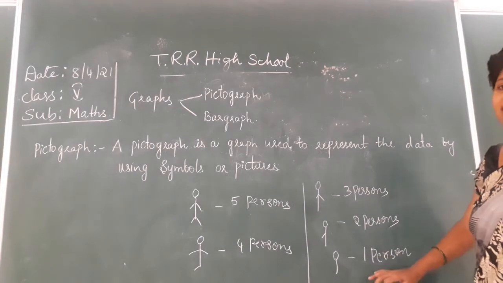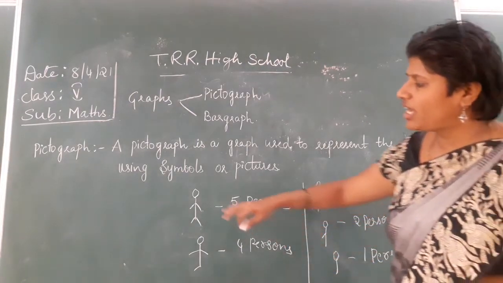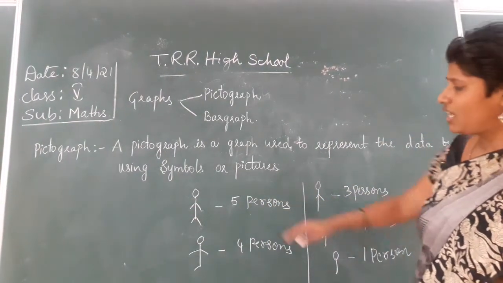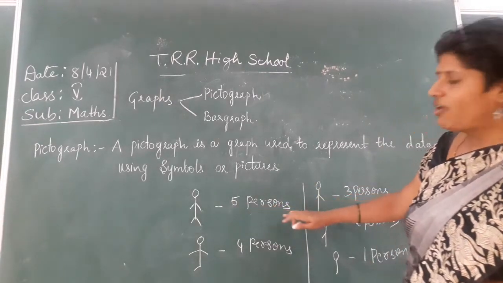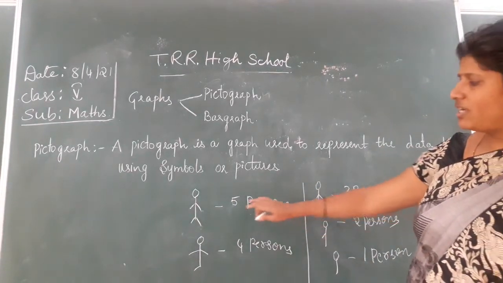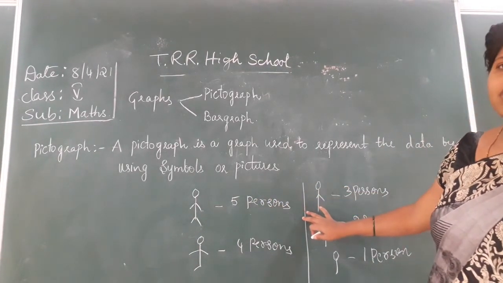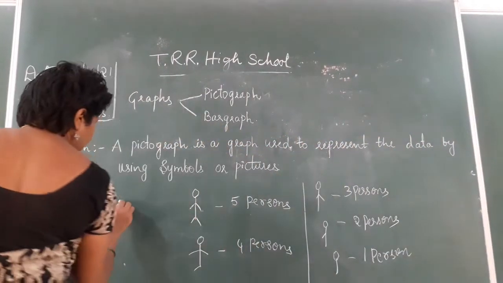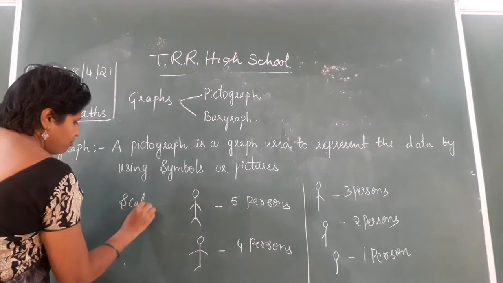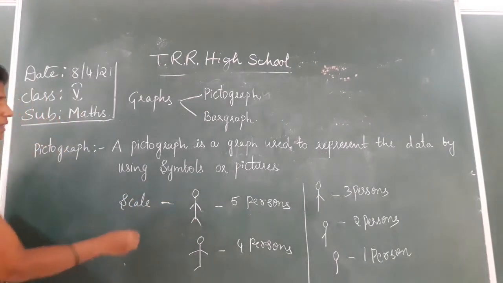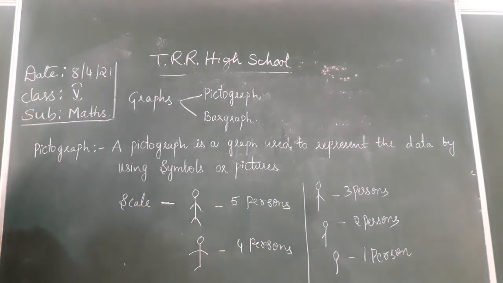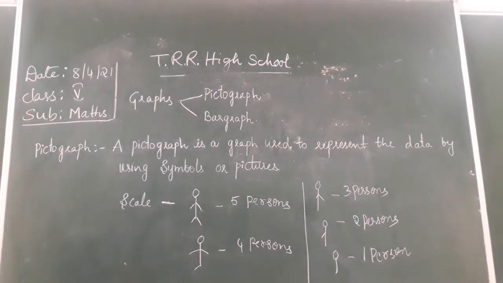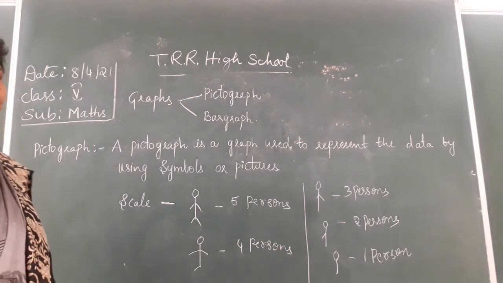This is how we consider the scale. So instead of drawing n number of pictures like this, one symbol indicates 5 persons. So this is nothing but your scale, the consideration of the number of persons. Understood? Now you can note it down.